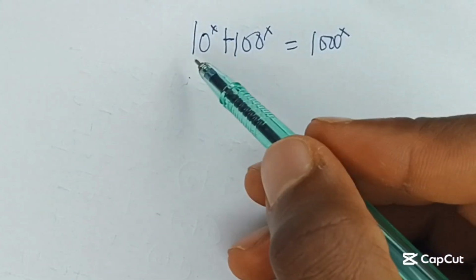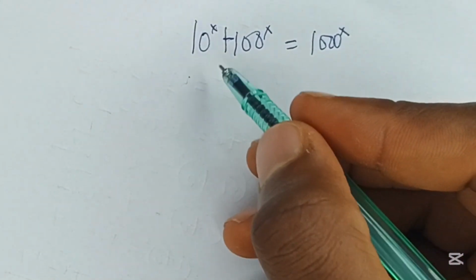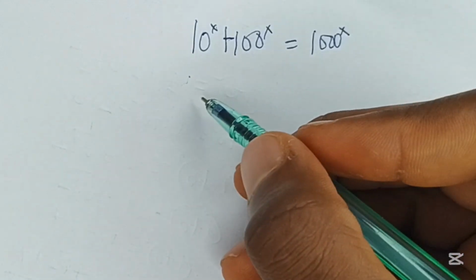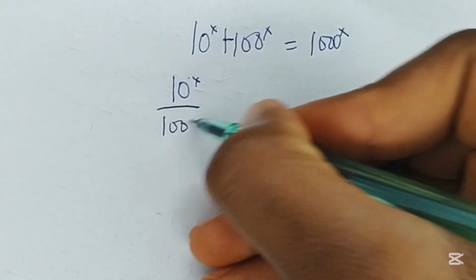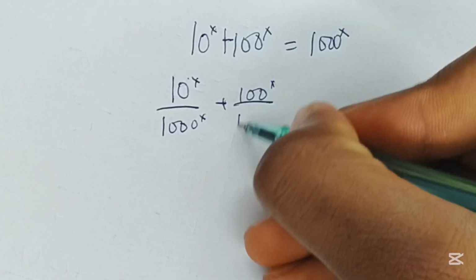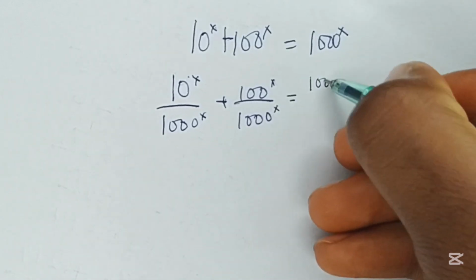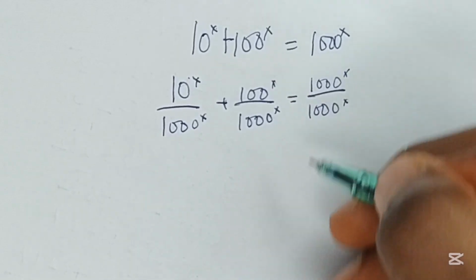Let's solve this together. It says 10 raised to the power x plus 100 raised to the power x equals 1000 raised to the power x. How do we solve this? First, let's divide each term by 1000 raised to the power x. So we have 10 to the power of x divided by 1000 to the power of x, plus 100 to the power of x divided by 1000 to the power of x, is equal to 1000 to the power of x divided by 1000 to the power of x.